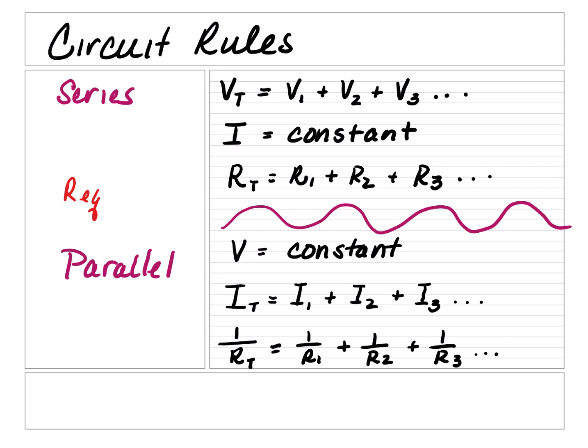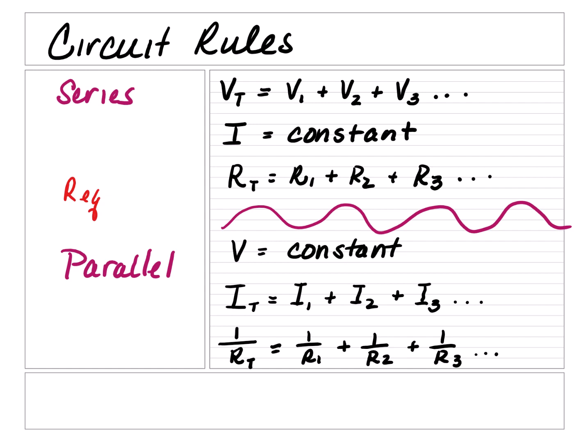In a parallel circuit, the voltage is constant. The current is added because when a current reaches a junction, it has more than one path to travel. So if there are multiple branches, the current will break into parts to enter each of the branches. And when the branches come back together at a junction, they will recombine. So I total is equal to I1 plus I2 plus I3.